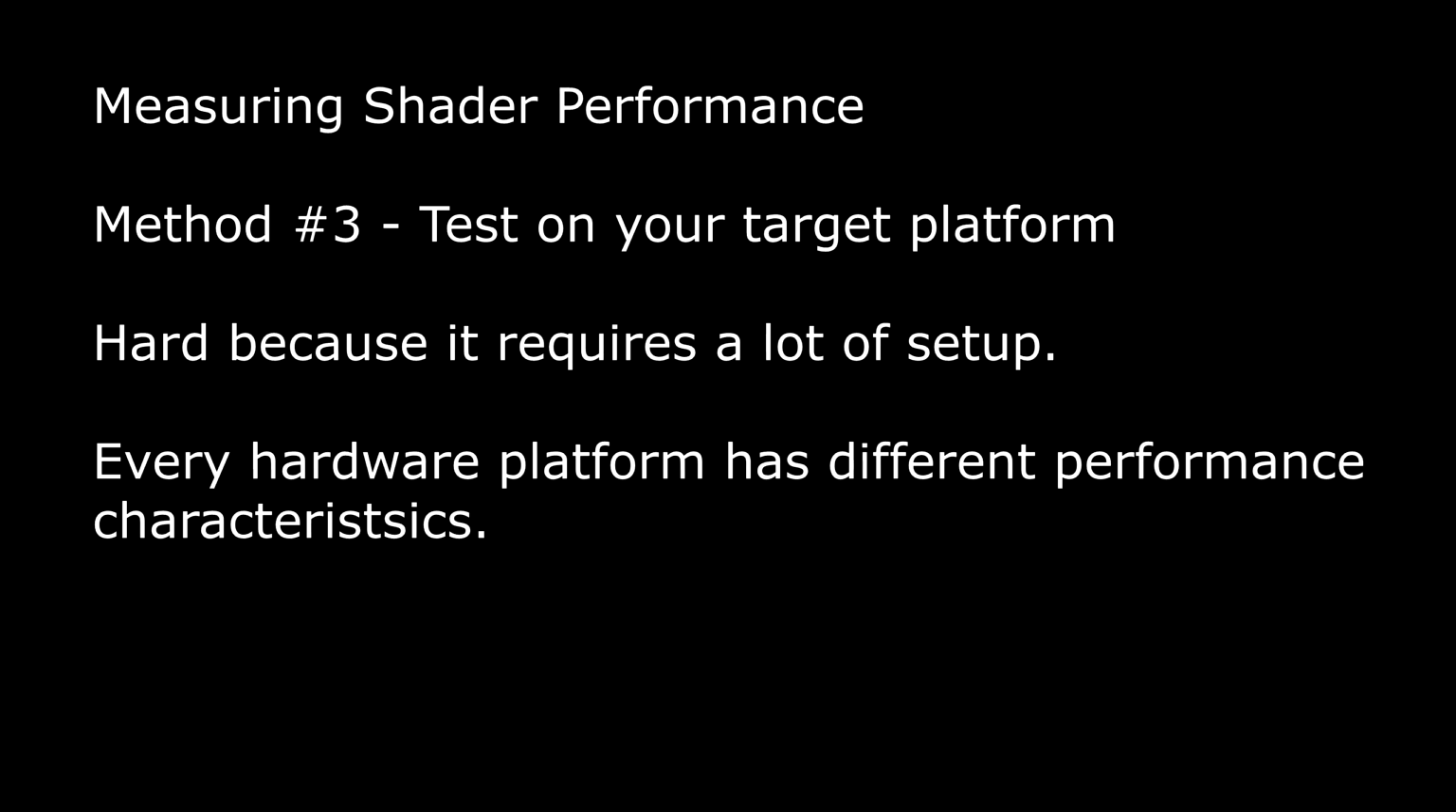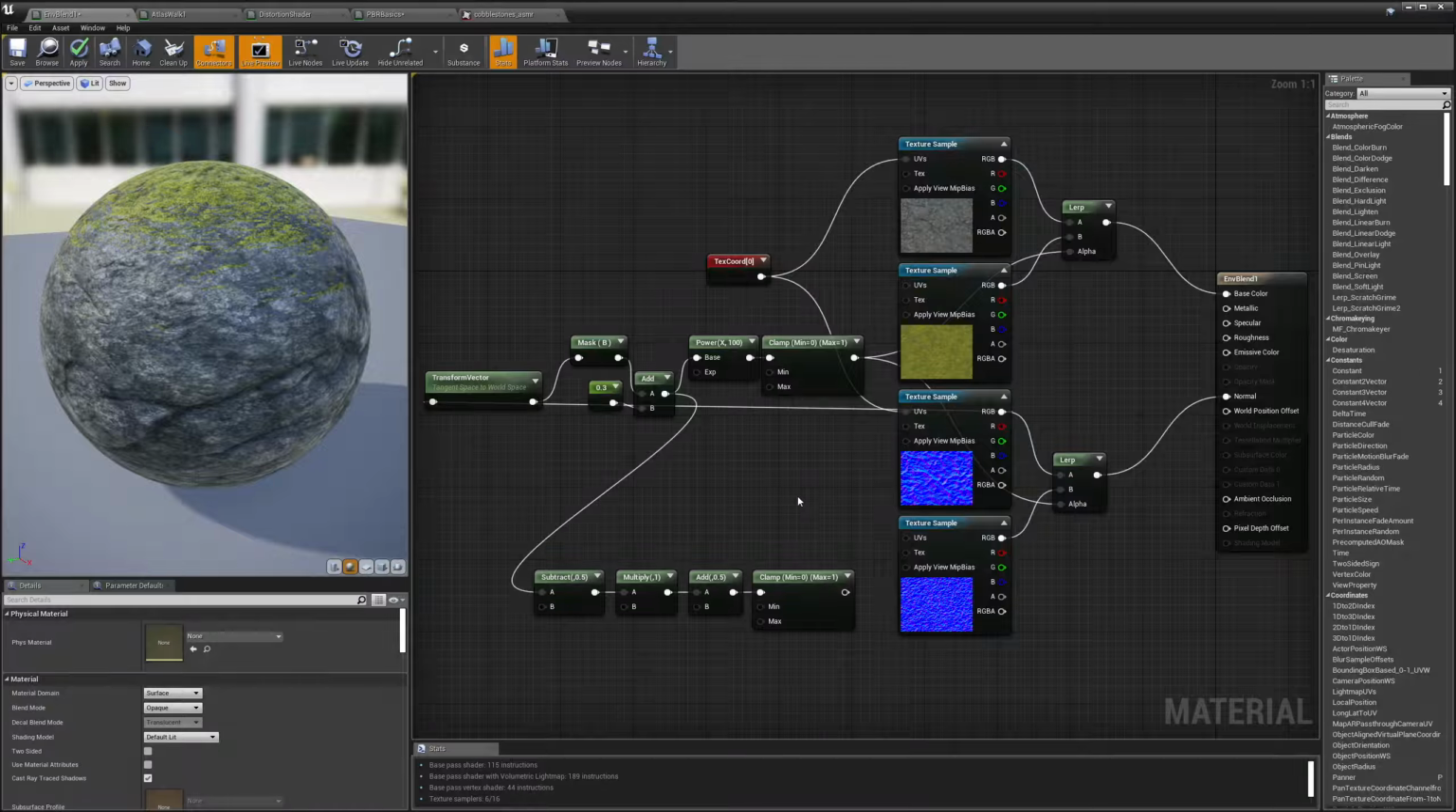Every platform, whether it be the PlayStation, the Xbox, the PC, whatever game console or hardware you're running your shader on, is going to have different hardware capabilities, and every shader is going to behave slightly differently depending on what hardware you're using. So measuring the performance of your shader on the target platform in the scene where it's going to be used is the most accurate way of doing it. And so when you're finalizing your project, you definitely want to do it that way.